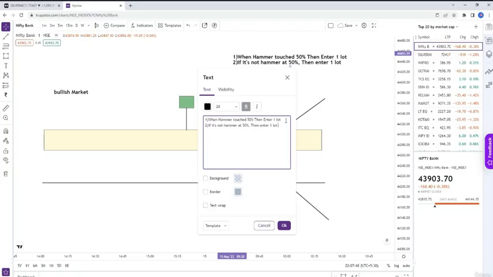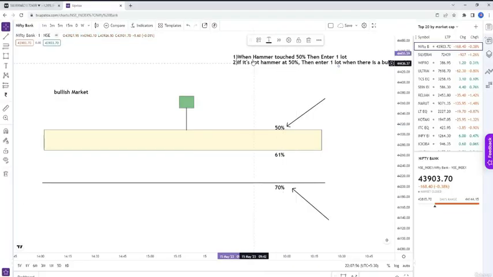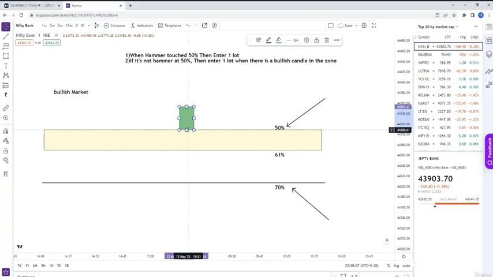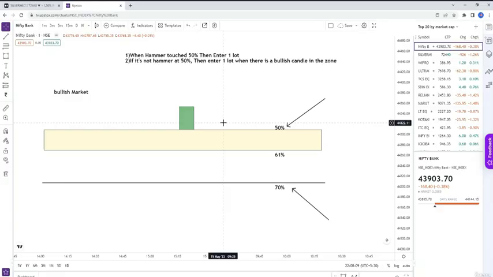When there is a bullish candle in the zone. If in the zone I see one bullish candle formed, let's say it's not a hammer. Second scenario, hammer didn't form. If this kind of candle also forms, I don't care. It's touching, but it's not considerable, so I will not enter my trade here.